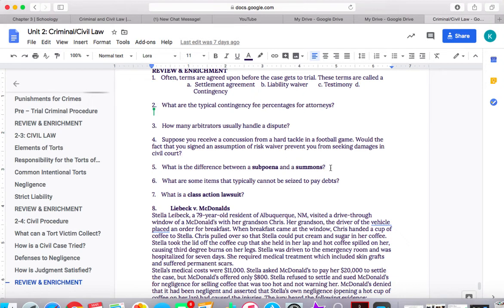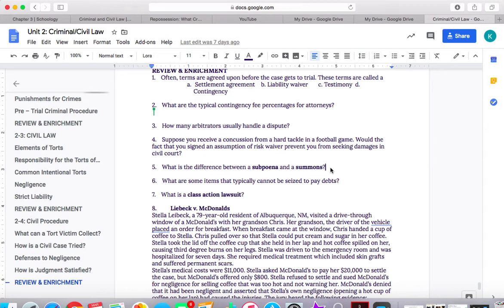Number five, what is the difference between subpoena and a summons? Well, both are orders to appear in court, but a subpoena is because you have some kind of evidence or testimony they want to hear from you. But a summons is that you are getting a complaint against you.